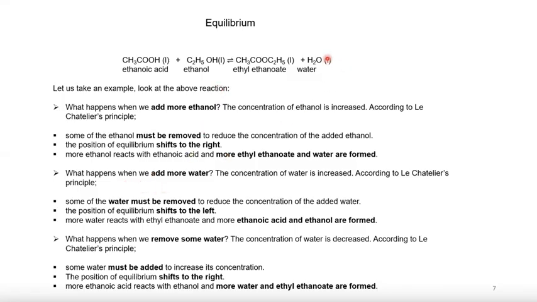What happens if we add water to it? Similar thing. If we add water, the equilibrium is destroyed, and Le Chatelier's principle says water must be removed to reduce the concentration of water. And then the equilibrium shifts to the left, and more ethanoic acid and ethanol are formed.